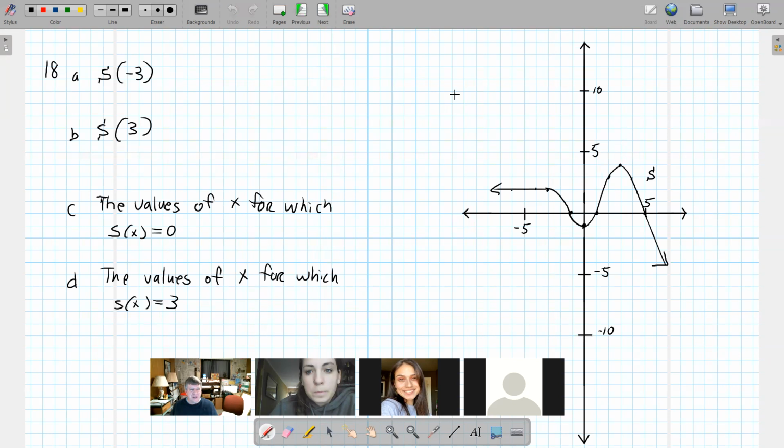New problem, same idea, only now the function is s. So s of -3 equals what? Well, let's see. Where is the input, the x value, -3? Wouldn't that be right there? So aren't we looking at that point. So what's the corresponding y value?